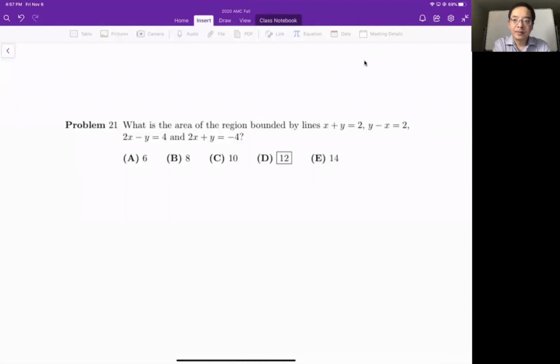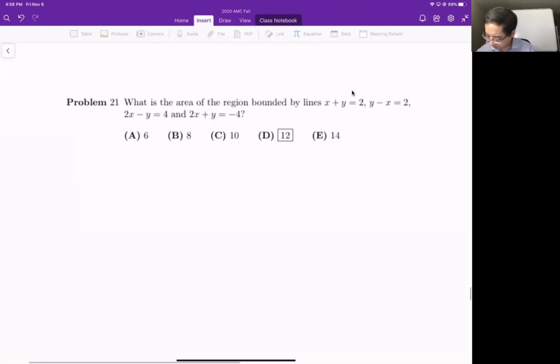Okay, problem number 21. What is the area of the region on the coordinate plane that is bounded by 4 lines? The first line is given by the equation x plus y equals 2. The second line is y minus x equals 2. The third line is 2x minus y equals 4. The fourth one is 2x plus y equals -4. Let's draw these 4 lines on the coordinate plane.